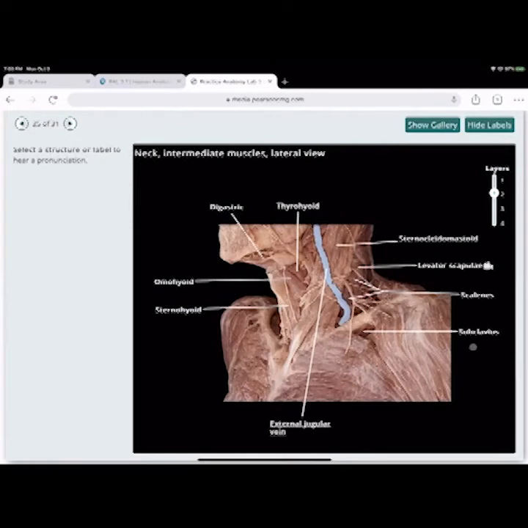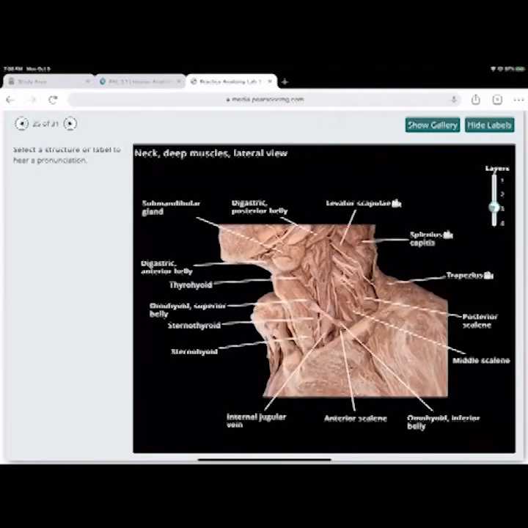The subclavius muscle, below the collarbone, below the clavicle. Your scalene muscles. You have an anterior, middle, and posterior scalene muscle of the neck. The levator scapulae, and the sternocleidomastoid. Okay, going deeper. Now you can see the digastric muscle. You can see the anterior belly and the posterior belly. This is the digastric anterior belly right here.